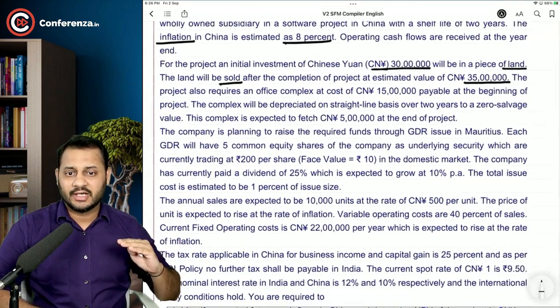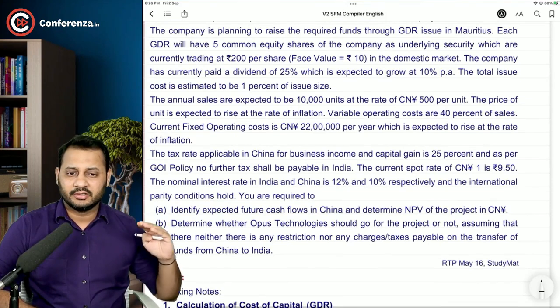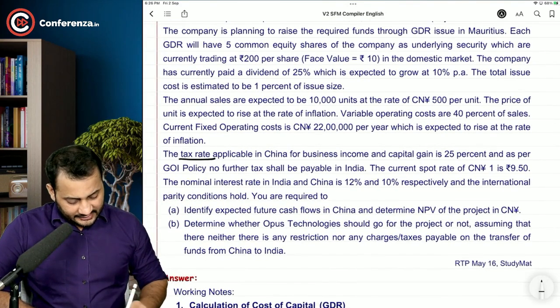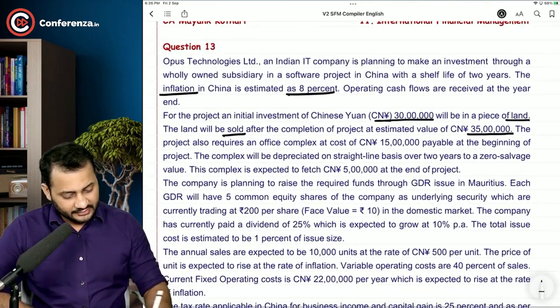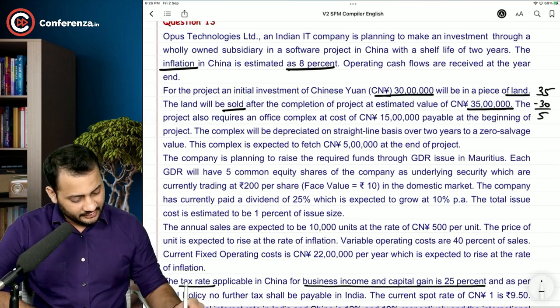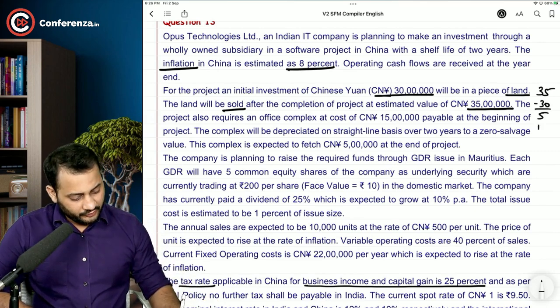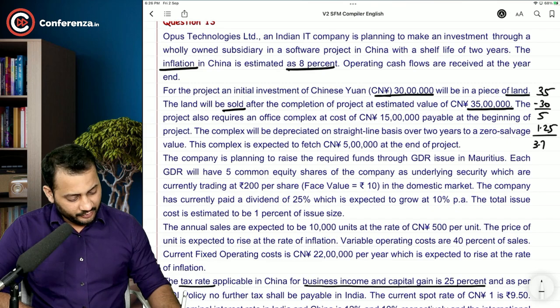How much is the tax rate? Let me just check once. Somewhere here, I see. The tax rate on business income and capital gain is 25%. Okay. So can I write it like this? See, 35 sales minus 30, so 5 capital gain, and on that 1.25 will be tax, and the balance will be received by you, 3.75.